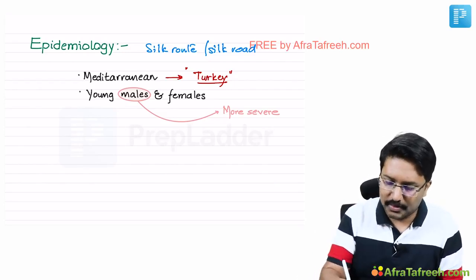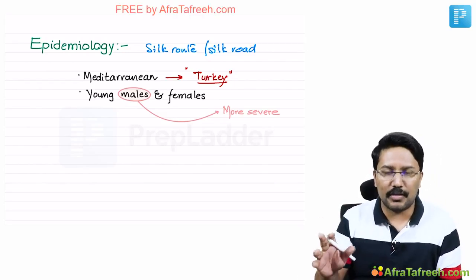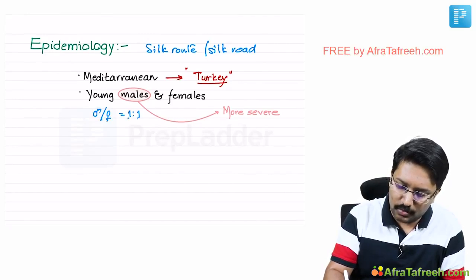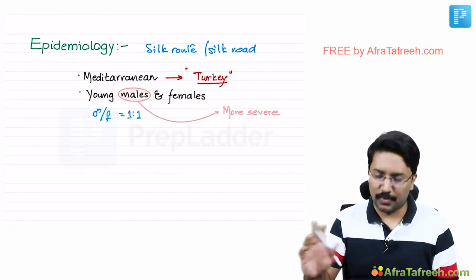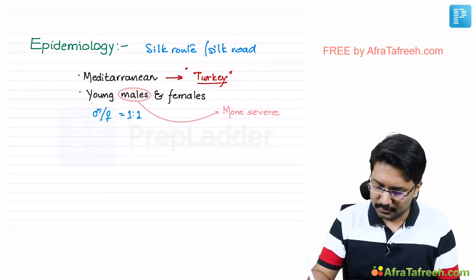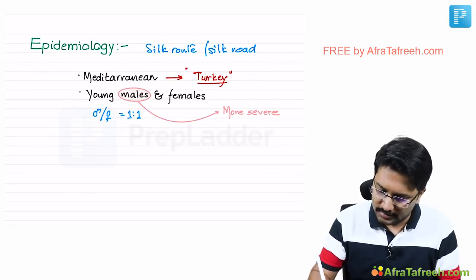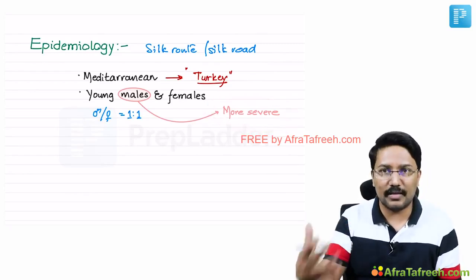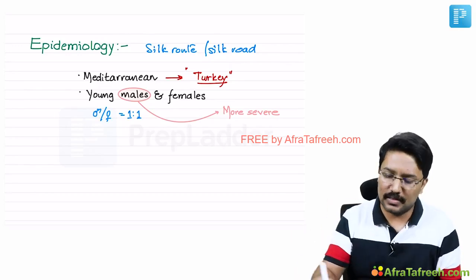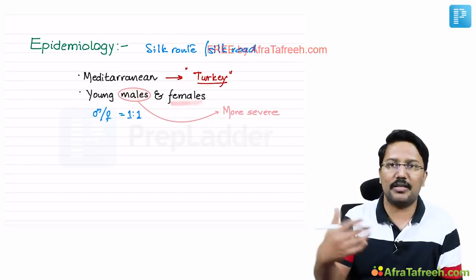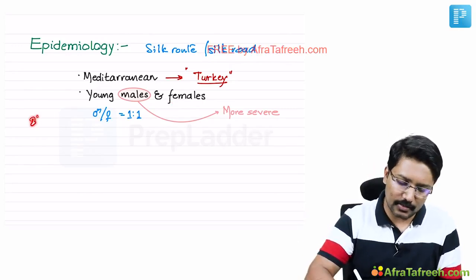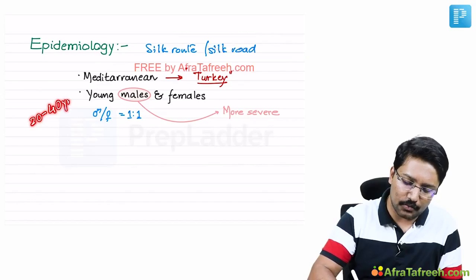The disease typically affects both young males and females. The prevalence between males and females is 1:1, so there is no gender predilection. But looking at the gender distribution, males, especially those who develop the disease at a young age, develop more severe disease in comparison to females. So female gender is kind of protective against the severity of the illness. The typical age at diagnosis usually falls between 20 and 40 years.